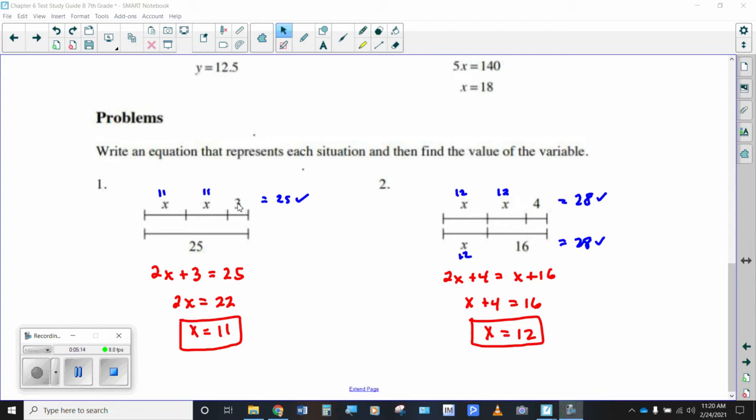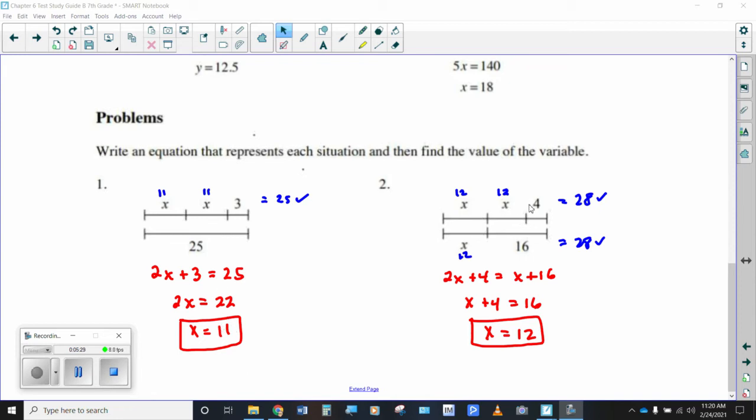Number 1, you've got 2x plus 3 has to be equal to 25. So we'll take away 3 from each side, then divide by 2. That means that x has to be equal to 11, and we can check it. 11 plus 11 is 22, and 22 plus 3 does give us 25, so we know we've got that answer correct.